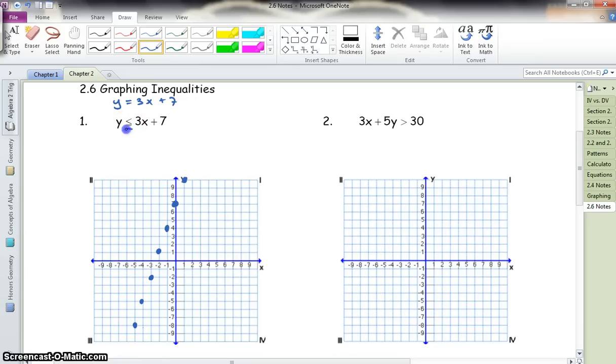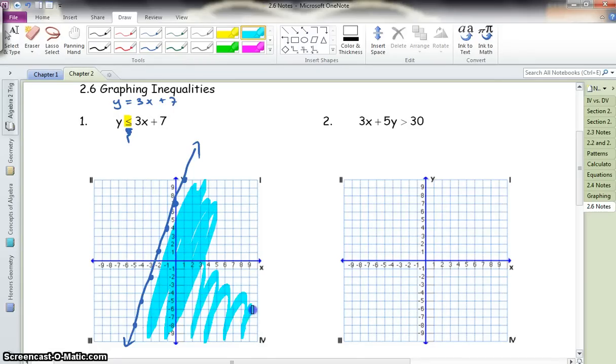Now, pay attention here. We're looking at our inequality sign, less than or equal to. Because it's less than or equal to, I'm going to do a solid line, kind of like when we're graphing on a number line. We do a solid dot because that solution is included. So everything on this line will actually satisfy this inequality.